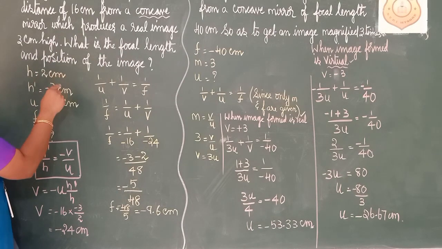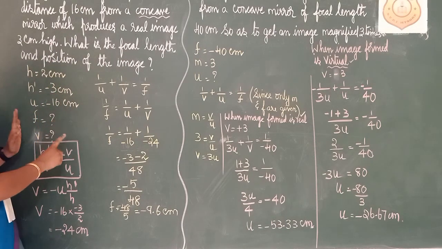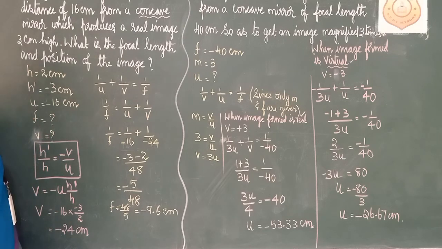We know h, h dash, u. We don't know f and v. So according to the formula we have studied, we will be able to solve. But now without knowing v and f, how will we do? See, the formula is h dash by h is equal to minus v by u, that we know. From this, if we want to find v, v is equal to minus u into h dash by h.